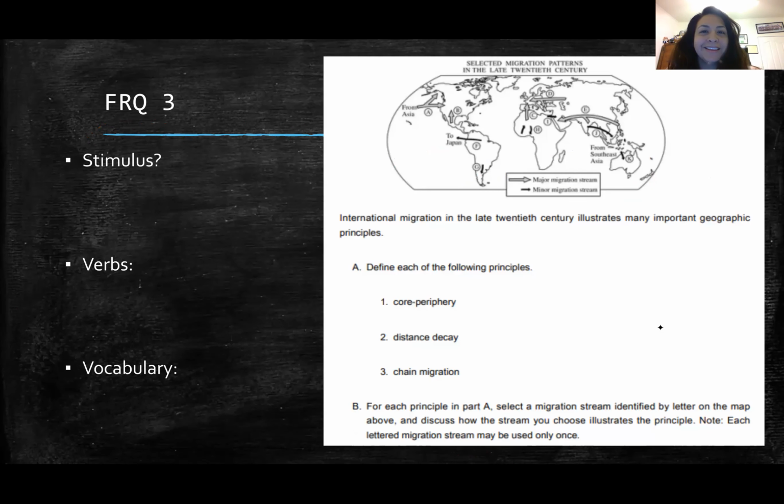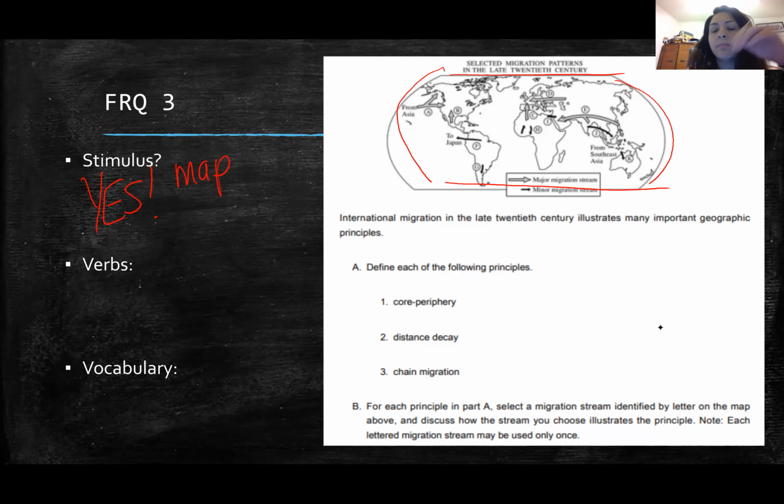FRQ 3. So your third and last one, FRQ 3. Does this one have a stimulus? It does. It definitely does. It has the map. Again, this is actually a Robinson projection, and we know that because it has the little curves, and then it has the straight lines on the top and on the bottom, so that's a Robinson projection, just FYI. So you do have a stimulus, and again, this is an example of the type of thing that you may see on your AP exam.